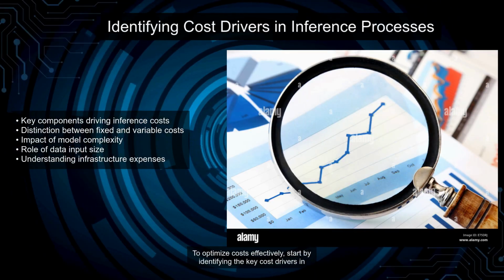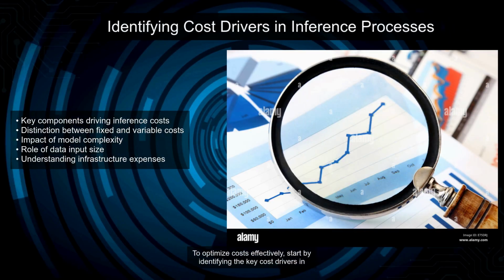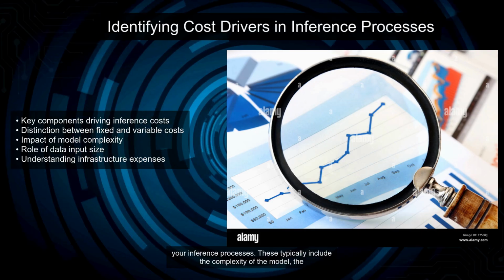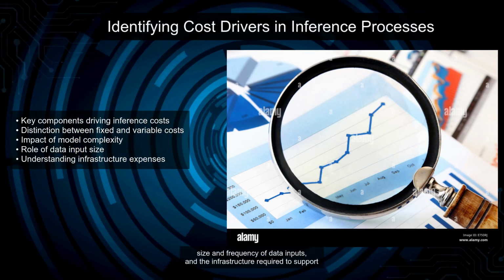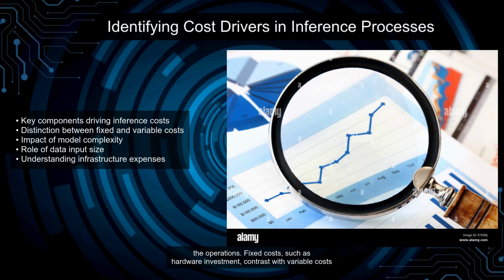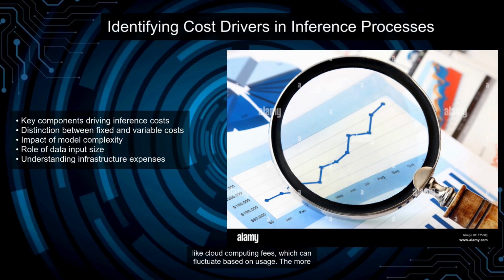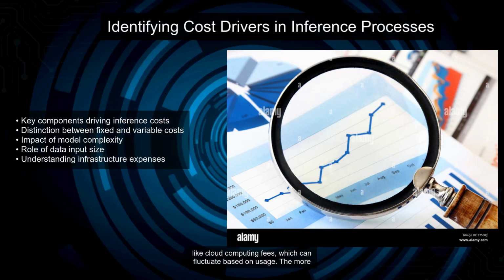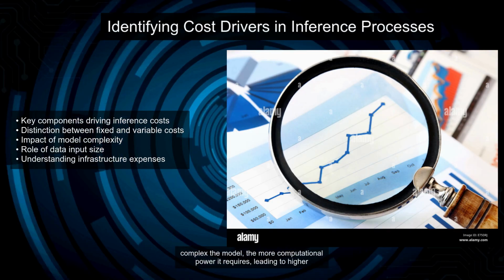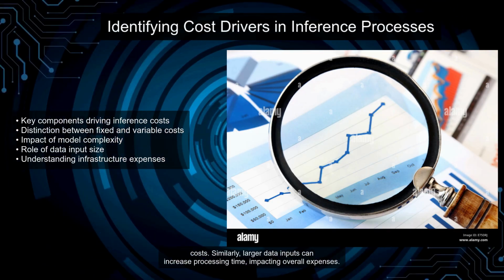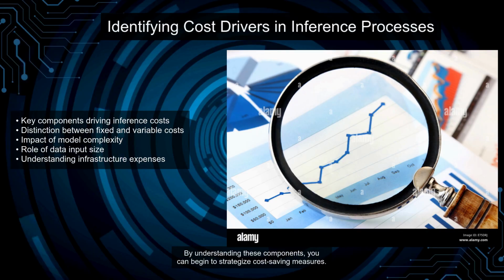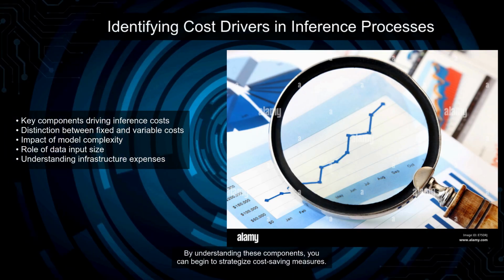To optimize costs effectively, start by identifying the key cost drivers in your inference processes. These typically include the complexity of the model, the size and frequency of data inputs, and the infrastructure required to support the operations. Fixed costs, such as hardware investment, contrast with variable costs like cloud computing fees, which can fluctuate based on usage. The more complex the model, the more computational power it requires, leading to higher costs. Similarly, larger data inputs can increase processing time, impacting overall expenses. By understanding these components, you can begin to strategize cost-saving measures.